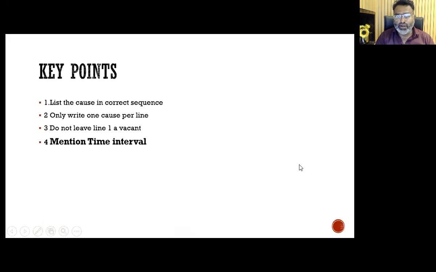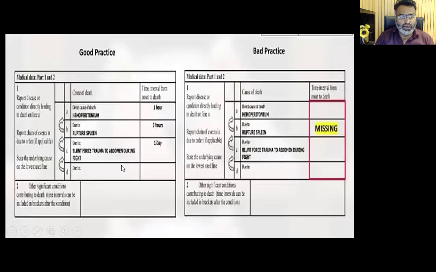Now mention time intervals. Have a look at this. Here they have written the cause of death as blunt force trauma to the abdomen during a fight, because of which there was a ruptured spleen, because of which there was hemoperitoneum, and the patient died because of hemoperitoneum. So we need to mention the time. This blunt force trauma was 1 day back, the ruptured spleen was 3 hours back, and hemoperitoneum 1 hour, because of which the patient died. So here you see they have not mentioned the time. We forget to mention the time.